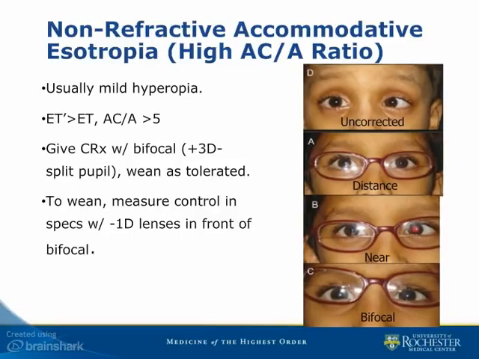In the pictures on the right-hand side of the slide here, we have the patient at the top that's uncorrected, so he has a little esotropia. When he gets his glasses and he's looking at distance or the top of the bifocal, his eyes are straight. If he's looking at near in the third panel here, the eyes are esotropic. When you move into his bifocal, the eyes straighten out. So this is the typical appearance of a high ACA ratio esotrope.